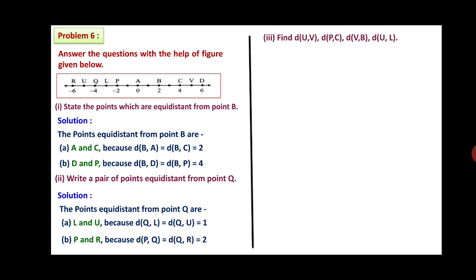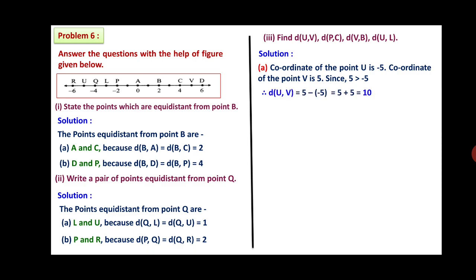Next, 5, we have to find out the distance or the length of UV, distance between P and C, distance between V and B, and distance between U and L. So first we'll consider coordinates of the point U is -5 and coordinates of the point V is 5. Therefore 5 is greater than -5. Therefore distance UV will be 5 minus of -5. The 5 plus 5 is 10.